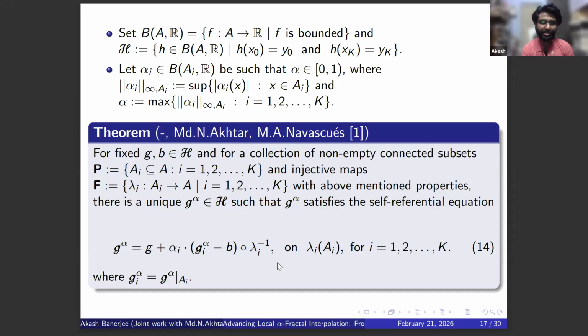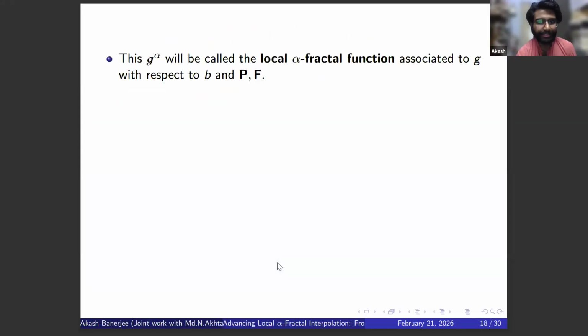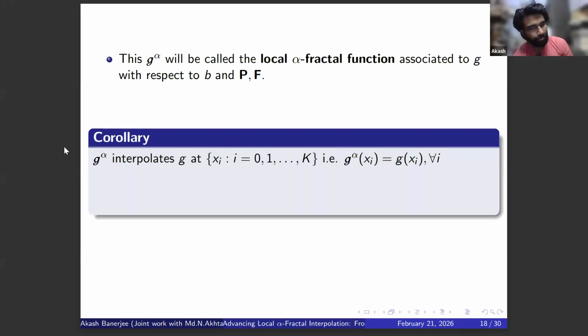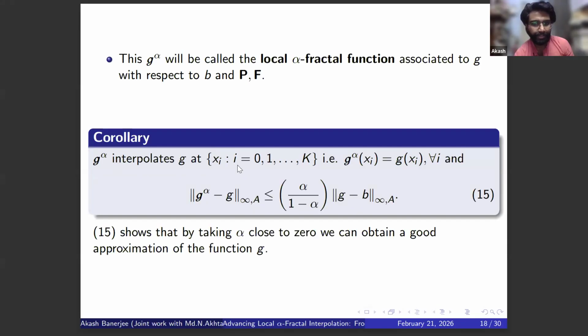So g alpha actually approximates g, and this g alpha is called the local alpha fractal function associated to g and with respect to the base function b, the collection of all those connected subintervals, that is capital P, and the corresponding collection of injective maps, capital F. We can also prove that g alpha interpolates g at these given data points xi, and that g alpha minus g satisfies this inequality, from which we can show that if alpha is close to 0, g alpha is a very good approximation of g with respect to the sup norm, obviously.